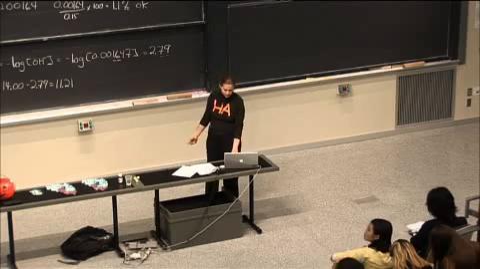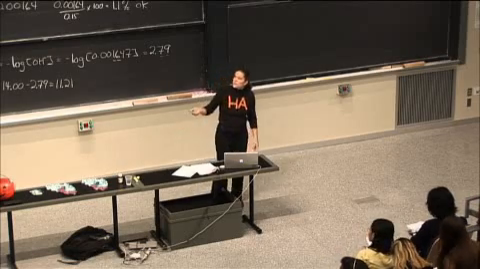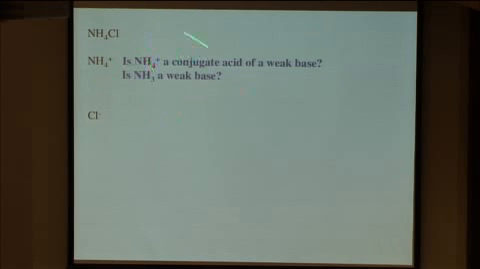So NH4+, let's think about where this came from. We want to ask the question, is NH4+ a conjugate acid of a weak base? And what is its conjugate base? Well, its conjugate base is NH3. If you lose a hydrogen ion or proton from NH4+, you get NH3. And so you're really asking, if that's a weak base, then its conjugate is also going to be weak. So you need to know about these to see what would happen if you have NH4+ in solution.